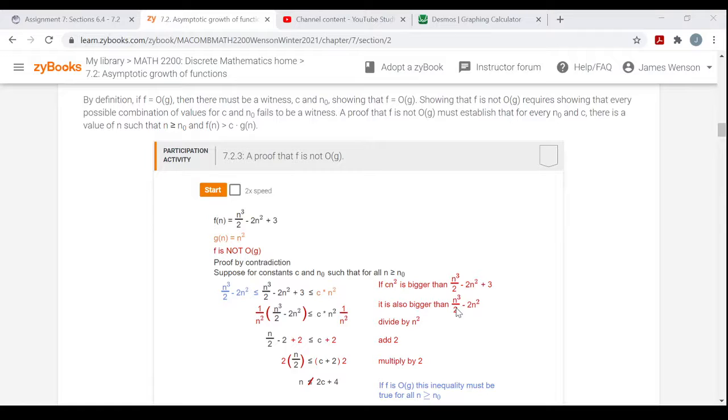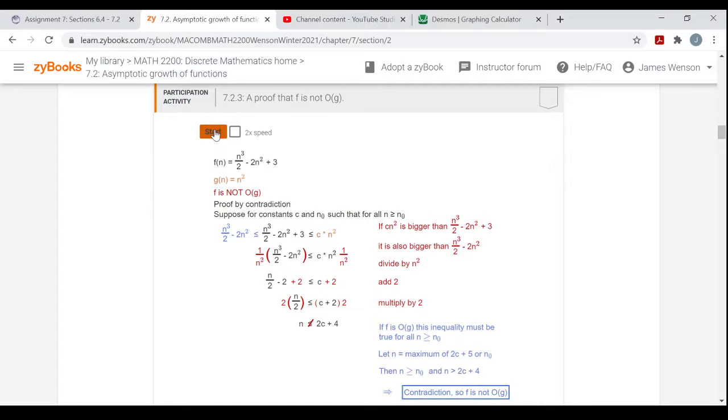Okay. So now they do these examples where they prove that f is not O of g by contradiction. Now remember, a proof by contradiction means you assume the opposite is true. So if you're trying to prove that f is not O of g, first assume that it is. And then if that leads you to a contradiction, something that is and is not at the same time, something that can't happen, then that means that your assumption was wrong and the function actually isn't O of g.